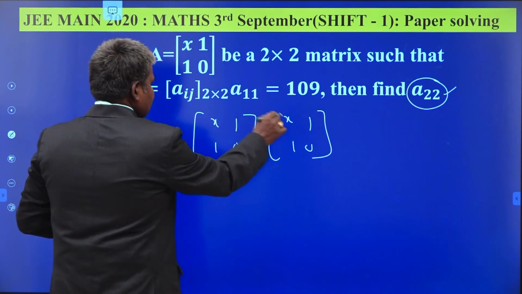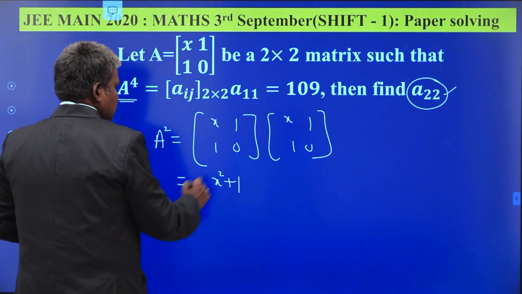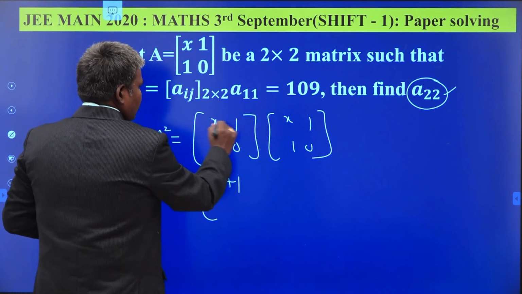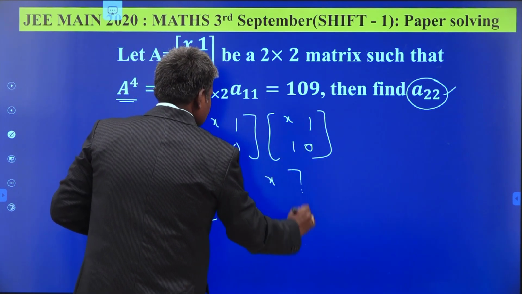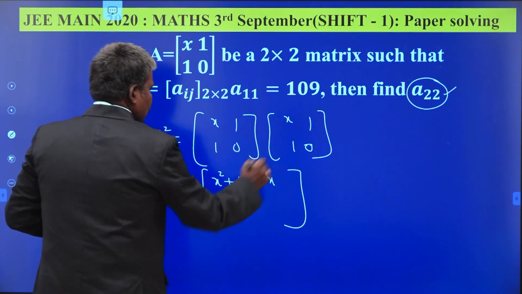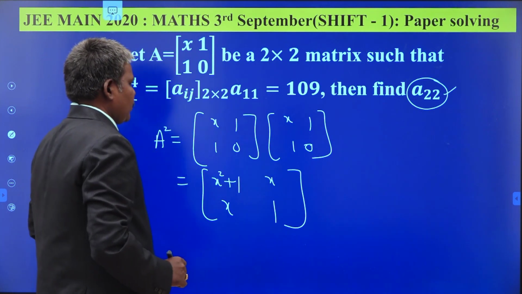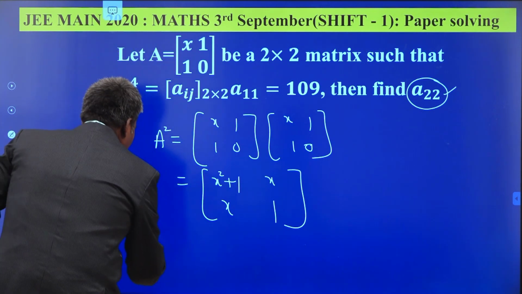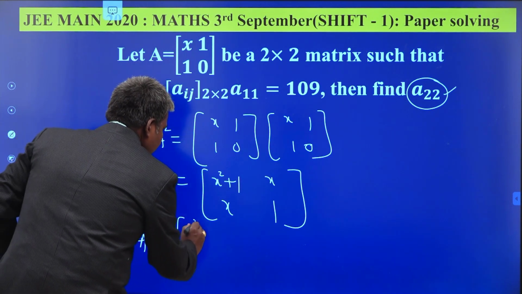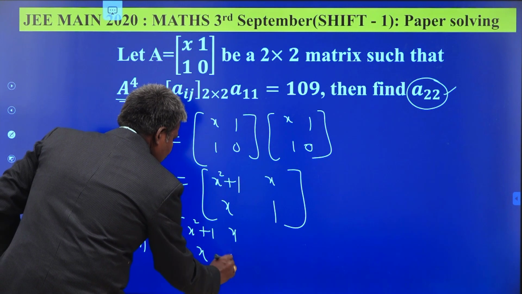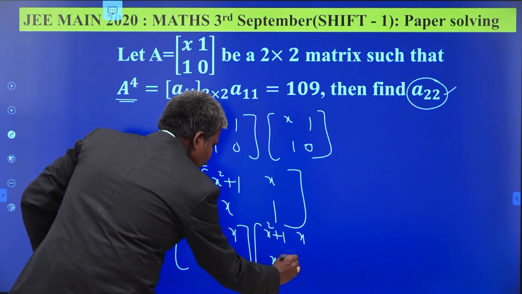This is nothing but x square plus 1, x into 1 plus 1 into 0, that is x, 1 into x plus 0, that is x, and 1 into 1 plus 0, that is 1. This is A square. Now A power 4 is nothing but A square into A square: [[x square plus 1, x], [x, 1]] times [[x square plus 1, x], [x, 1]].